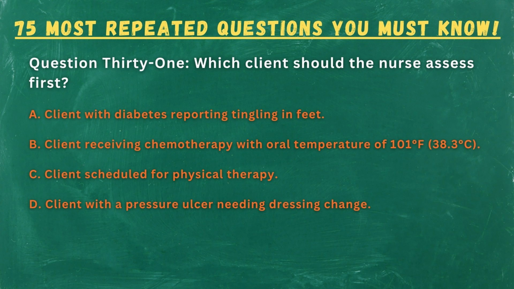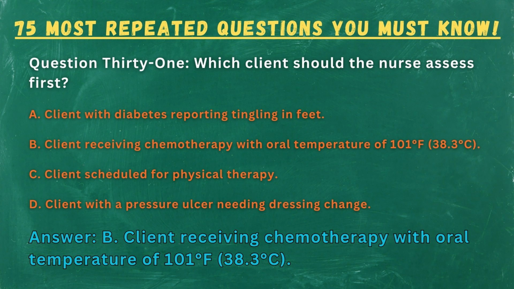Question 31. Which client should the nurse assess first? A. Client with diabetes reporting tingling in feet. B. Client receiving chemotherapy with oral temperature of 101 degrees Fahrenheit, 38.3 degrees Celsius. C. Client scheduled for physical therapy. D. Client with a pressure ulcer needing dressing change. Answer: B. Client receiving chemotherapy with oral temperature of 101 degrees Fahrenheit, 38.3 degrees Celsius.